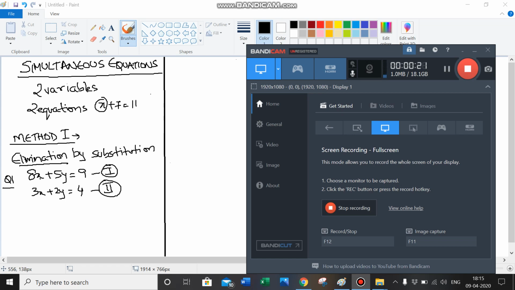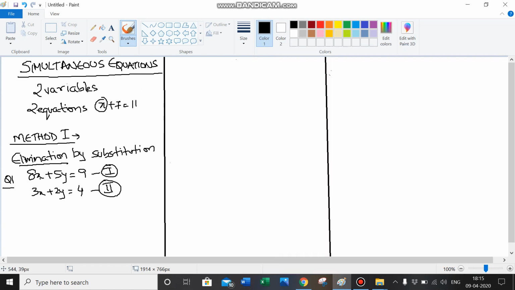It's called simultaneous equations. Simultaneous equations is exactly like simple equations that we've been doing. For example, we've done x plus 7 is equal to 11. That was a simple equation that we did in 6th, 7th, 8th. And now we move to simultaneous. Simultaneous has two variables. Earlier we had only one variable x. Now if you look at this question, we have two variables x and y. So these are two variables and obviously two equations.